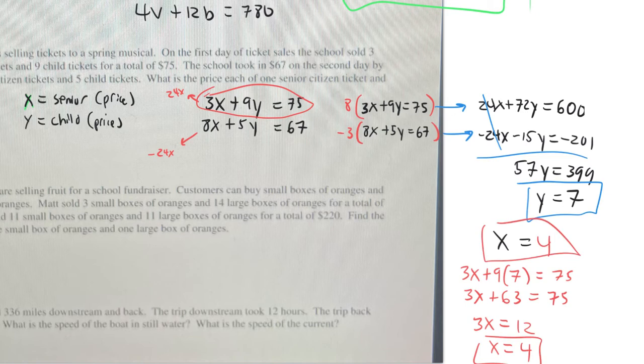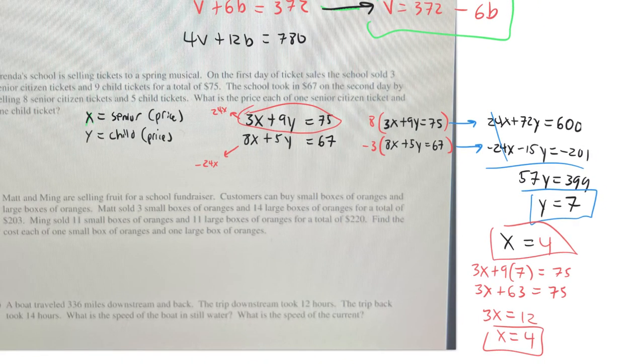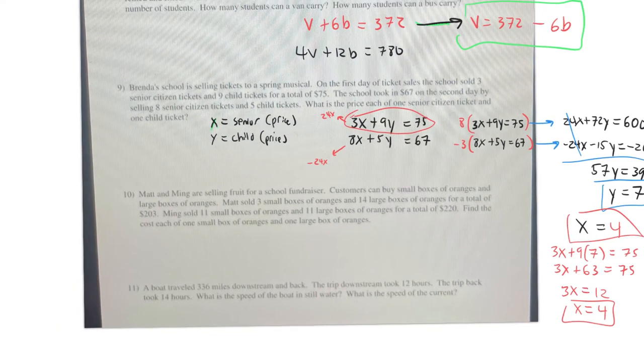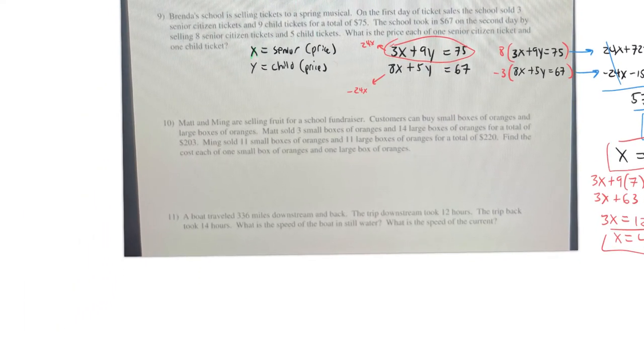Okay, so there we go. We are done. Just make it clear to the teacher that you know that this is the senior citizen's price. The senior citizen price is $4. The child ticket price is $7. So that's that. All right, looking at problem number 10.